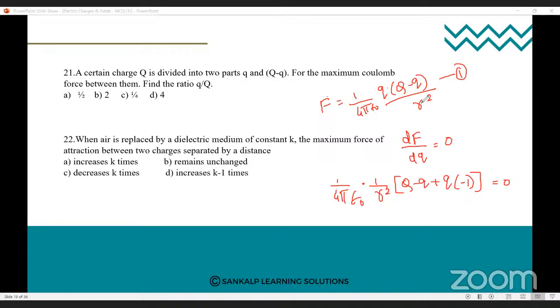Here we are applying the product rule for q into Q minus q. The term we have is q into Q minus q, and we need to differentiate this term. So first keep the first term as it is and differentiate the second term, then keep the second term as it is and differentiate the first term. That's all.